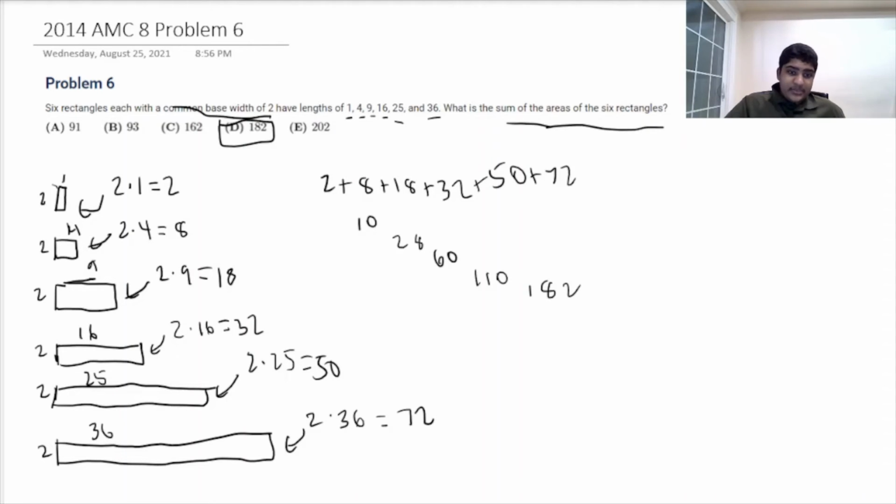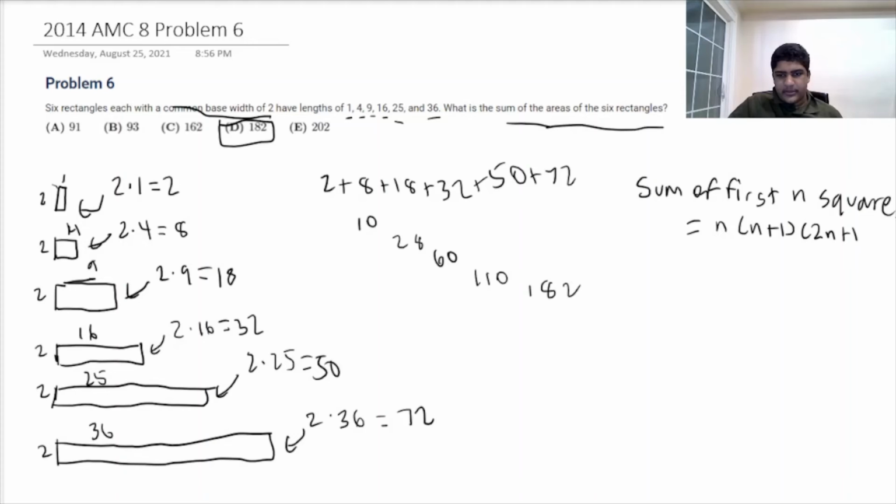So what we can do is we can notice that each of these values, 1, 4, 9, 16, 25, and 36, is actually a perfect square, and these are the consecutive perfect squares from the first one to the sixth one. And the formula for the sum of the first n squares is equal to n times n plus 1 times 2n plus 1 all over 6.